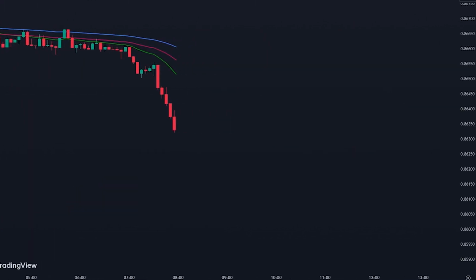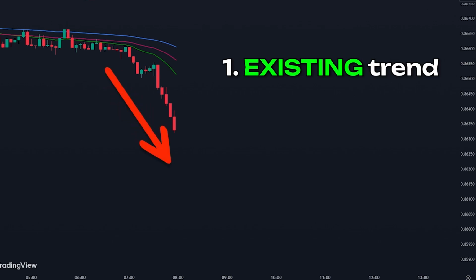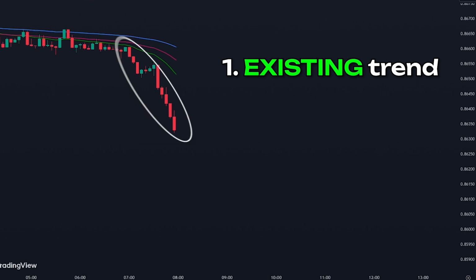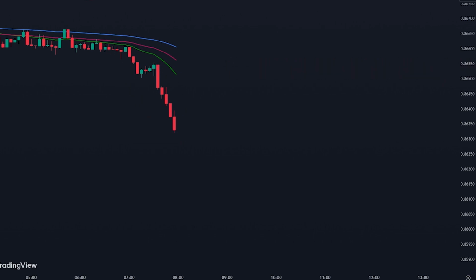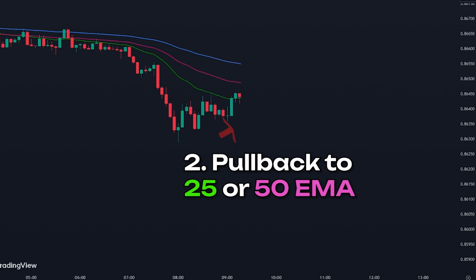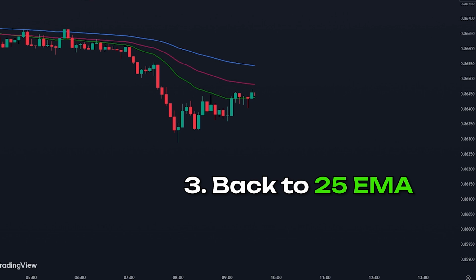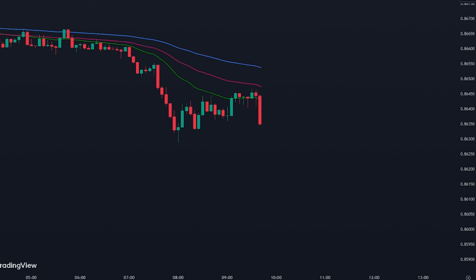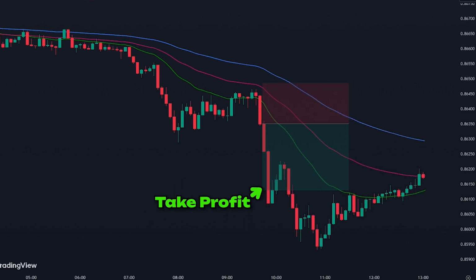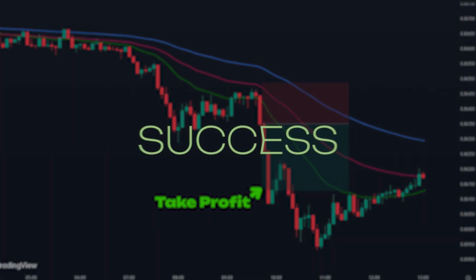Let's look at another example. In this chart, we observe an ongoing downtrend indicated by the downward movement of all three EMAs, with candles positioned below the EMA. Following this, we anticipate a pullback towards the 25 or 50 EMA, emphasizing that the pullback should not overlap with the 100 EMA. Once the pullback occurs, we patiently await the price to return to the 25 EMA. Upon this reversal, take a sell position, establish your profit target and stop loss, and as evident, the price reaches our profit target, marking this trade as a success.